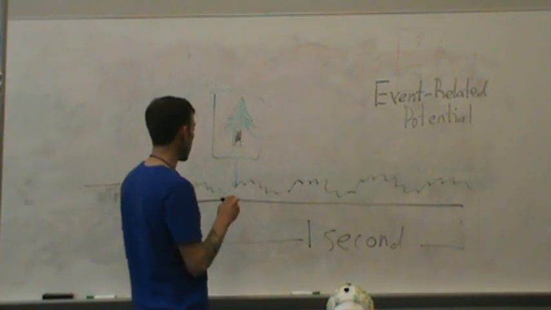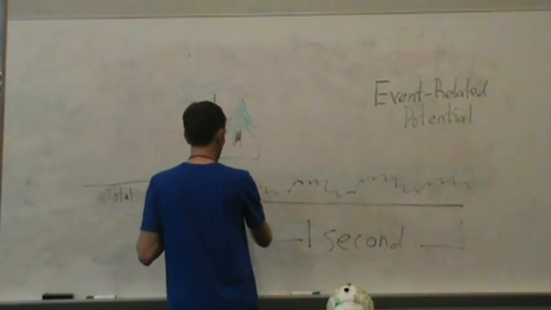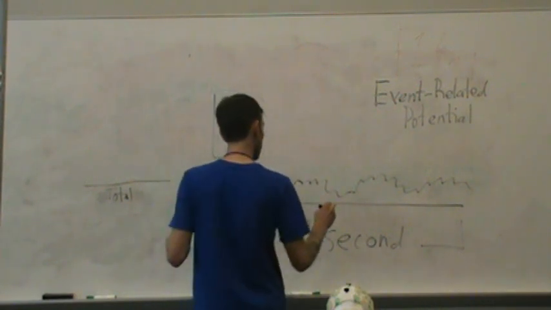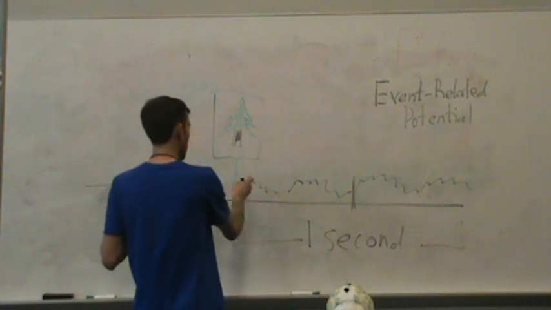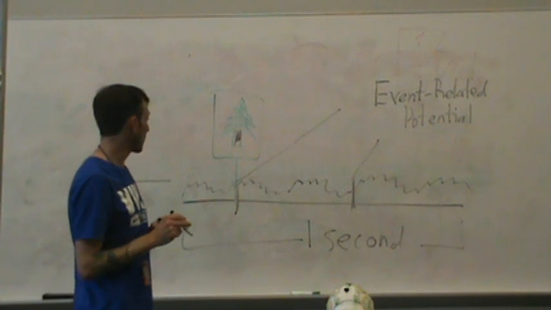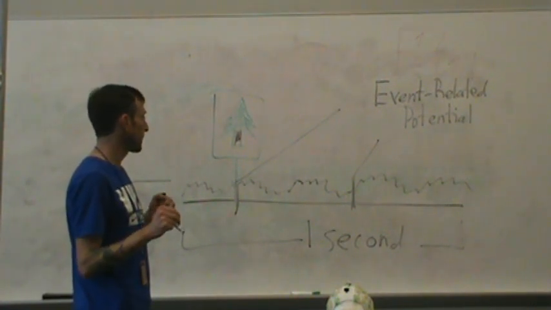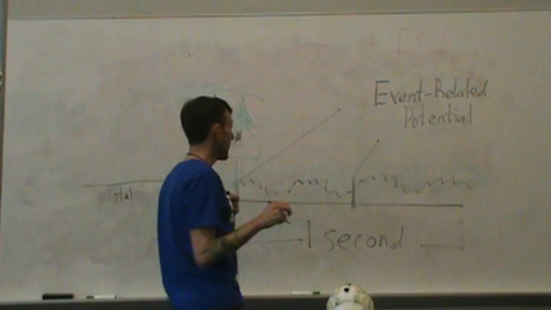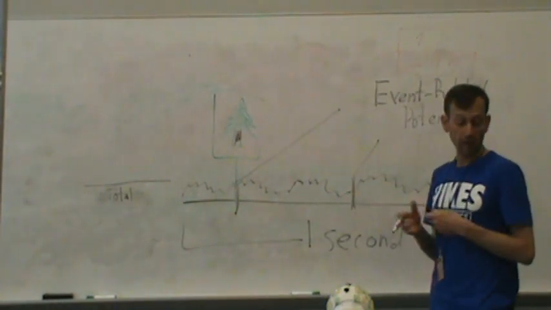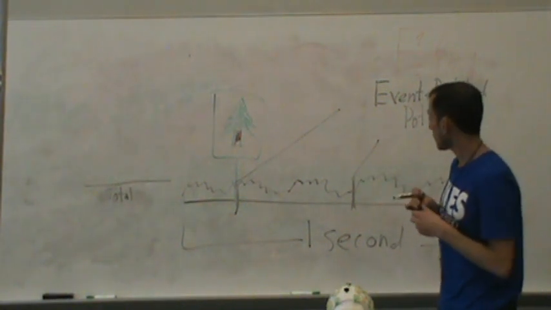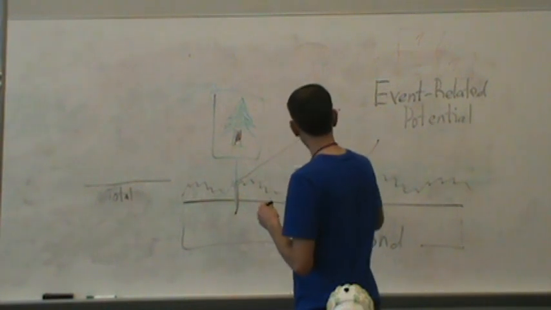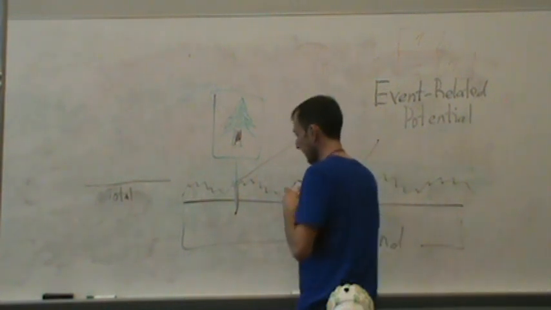So what we're going to do is cut out, let's say maybe 500 milliseconds or half a second of brain activity. We're just going to take the brain activity that's occurring in the 500 milliseconds after the participant is shown that tree. And what we'll find out is how the brain is processing that event, in this case an image of a tree. So we take that segment of EEG, and we focus in on it.